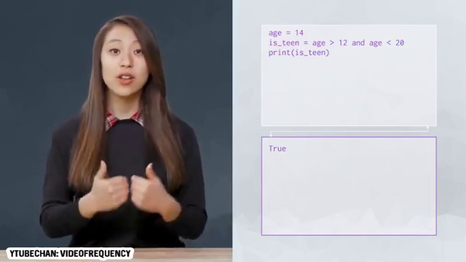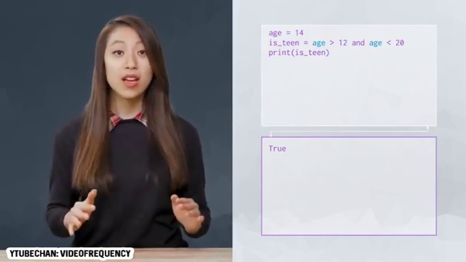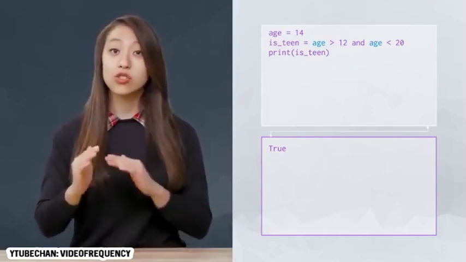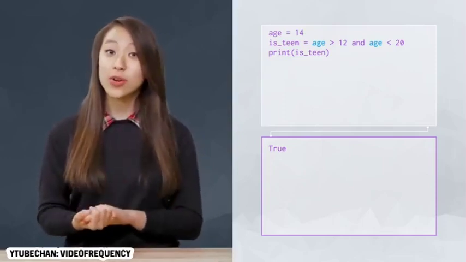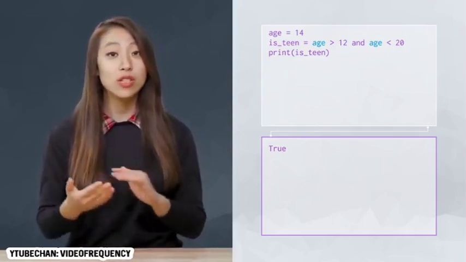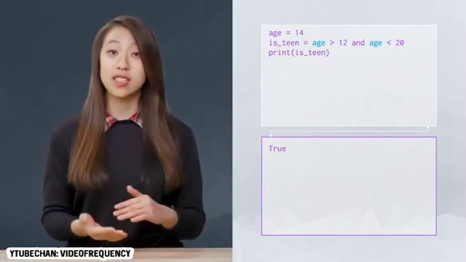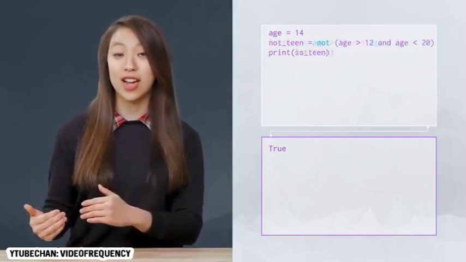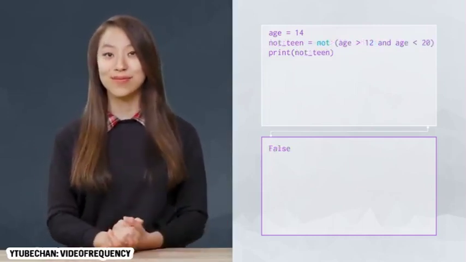Here, you can imagine the 14 being placed in these two spots. Then, if both are true, true will be assigned to the variable isTeen. In other words, if the person is older than 12 and younger than 20, this person is a teen. And here's not in action, inversing the Boolean type of this same statement.